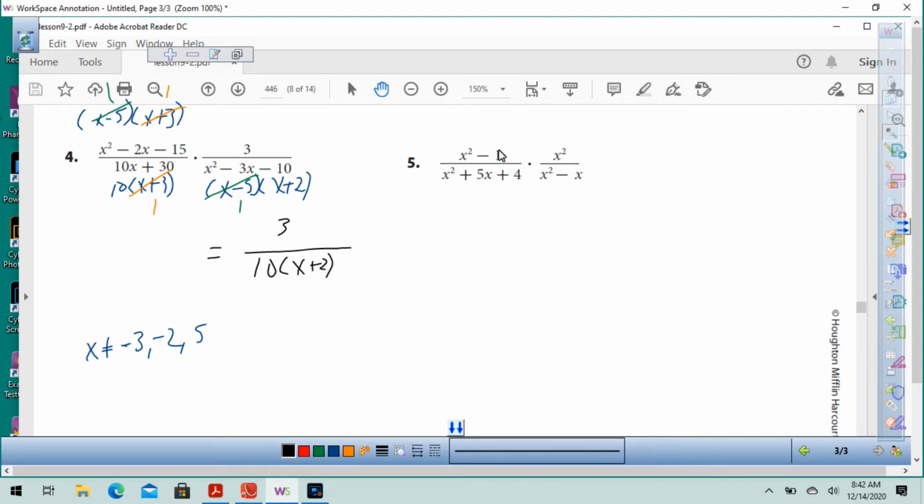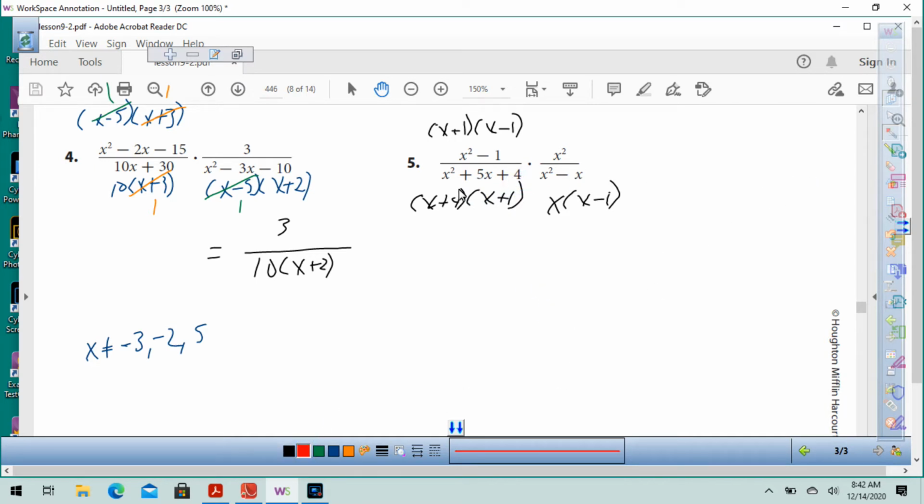All right, so let's look up here. This is the difference of perfect squares, so we're going to have x plus 1 times x minus 1. Down here, we're going to have x times x minus 1. We've got factors of 4 that give you 5, 4 and 1. So we're going to have x plus 4 times x plus 1.